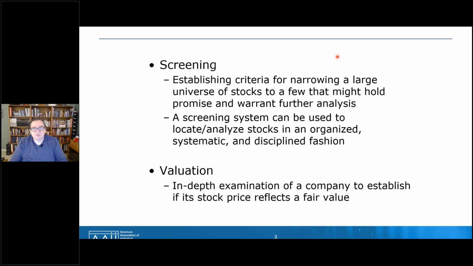Screening is the process of taking a set of filters and applying them to a large universe of stocks, or funds if it's a fund screen, and getting it down to a small subset of investable ideas. The second step, which we're not going to get into tonight, is the valuation, where you get an in-depth look at that stock and see if it really makes sense to buy at this point in time.